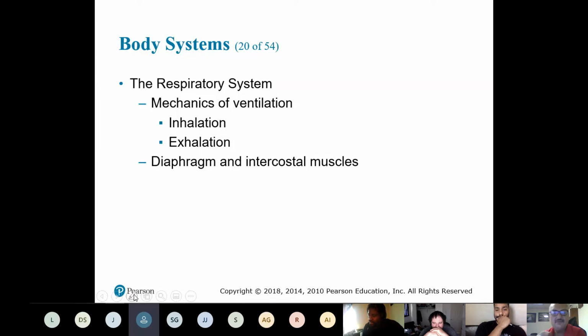So, the mechanics of ventilation. Ventilation is a process of moving air into the body. The way it does it, and I mentioned it at the beginning, during inhalation or breathing in, remember that dome-shaped muscle? Hold on a second.